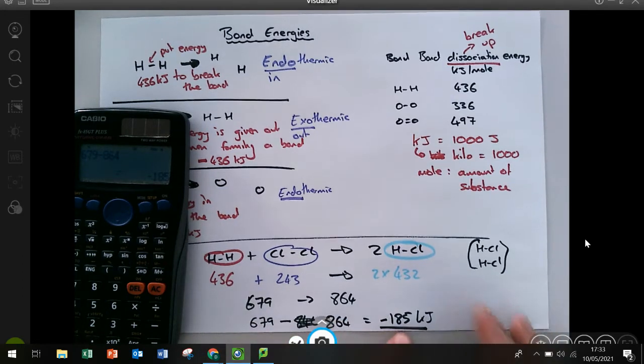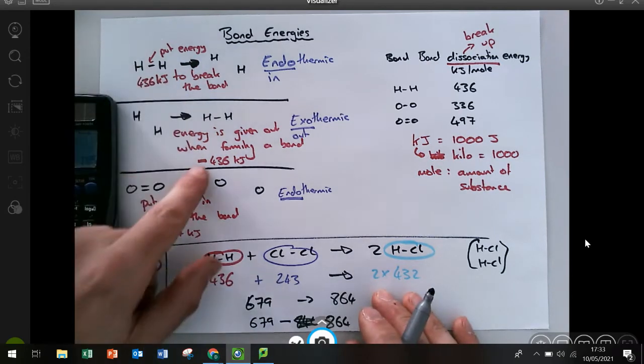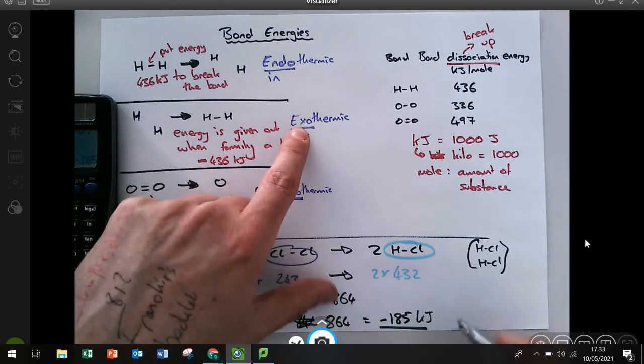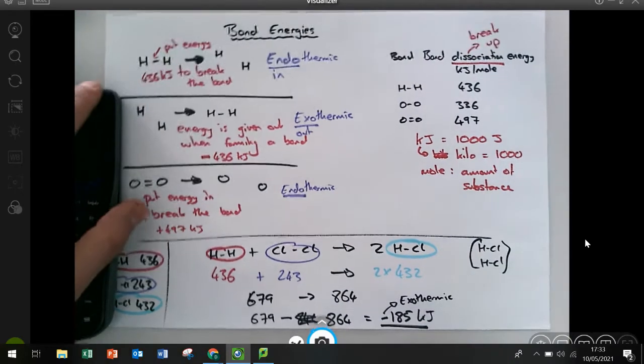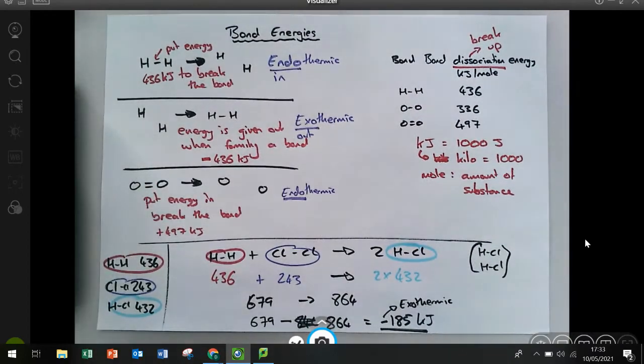So what does that mean? Well, it's a minus sign, which means it's an exothermic reaction. So it means I get 185 kilojoules out of the reaction, and the surroundings will heat up. So let's look at a few more examples.